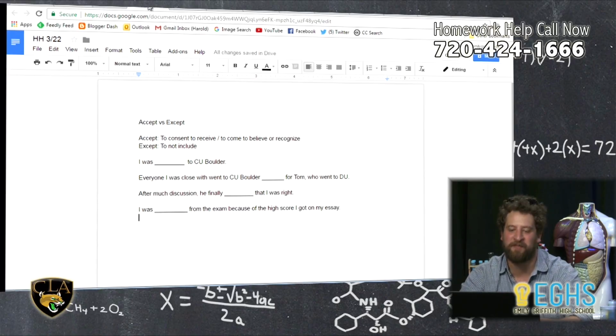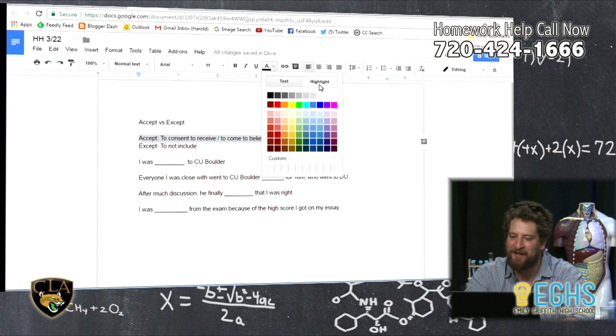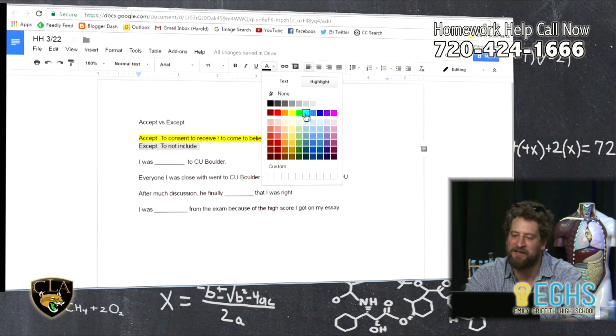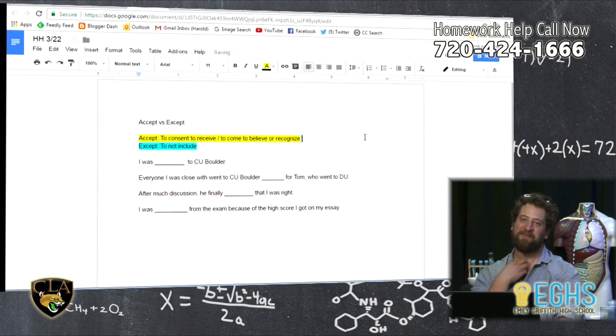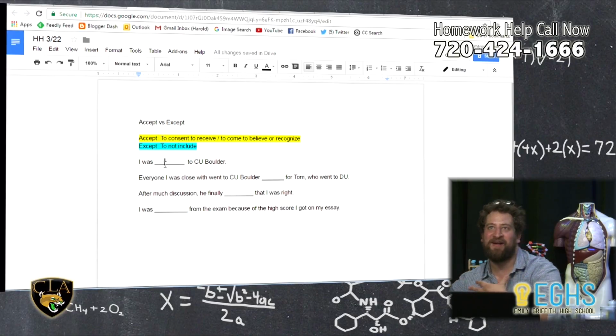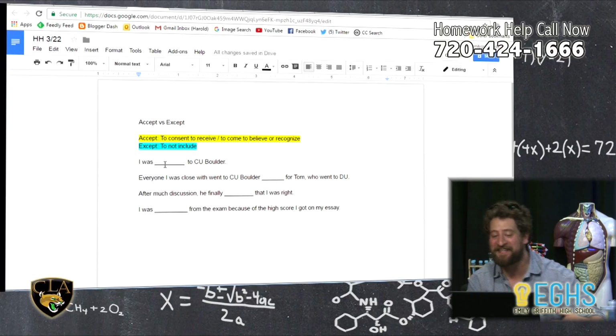I put the definitions up at the top of the paper here. So again, accept, I'll just highlight this guy in, let's say yellow because it's pretty. And then I'll put except with an E in blue. So accept in yellow there with an A is to consent to receive or to come to believe or recognize. Except with an E is to not include. So we could think like in this sentence right here, I was blank to CU Boulder, right? Does it make more sense to say it was consented that I was received to CU Boulder, or I was not included in CU Boulder, right?